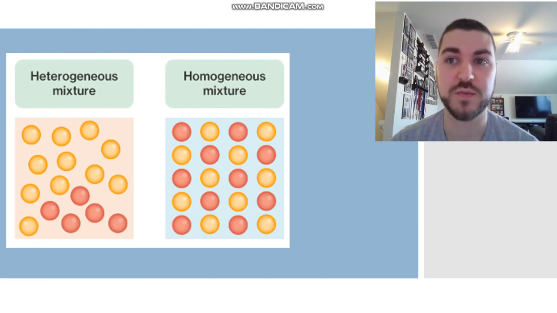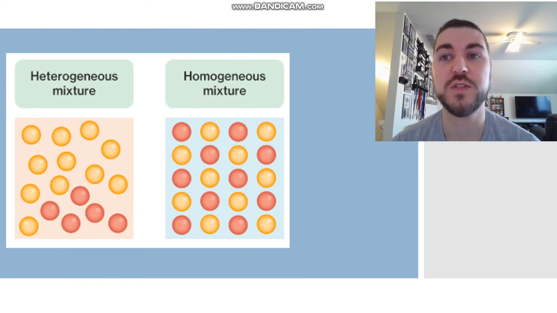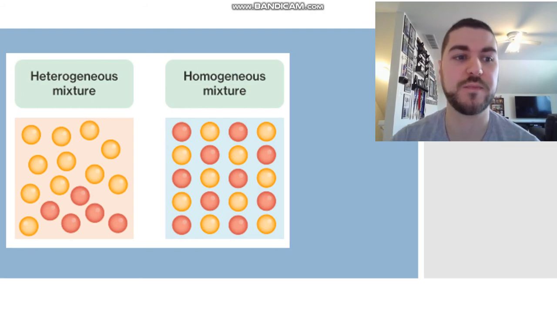Now for a heterogeneous mixture, you can think of something like sand and water. So if I was to create a mixture of sand and water, most of the sand would sink to the bottom of the mixture, and I would have more water on top. So this is not evenly distributed, so it would be considered heterogeneous.